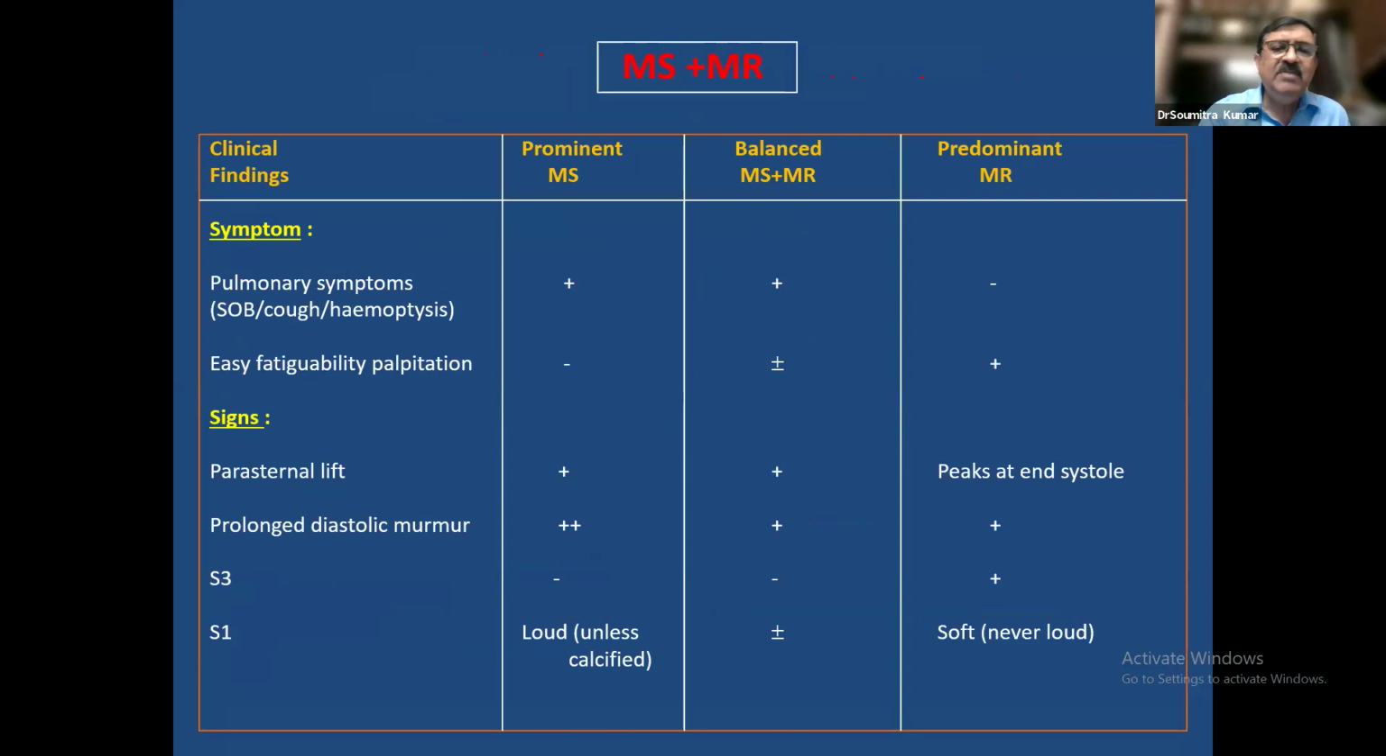Now, in MS, if the pulmonary symptoms are prominent, it is always MS which is more dominant. And with MR, we have more of easy fatigability and palpitation. With balanced, we have a mix of the two.